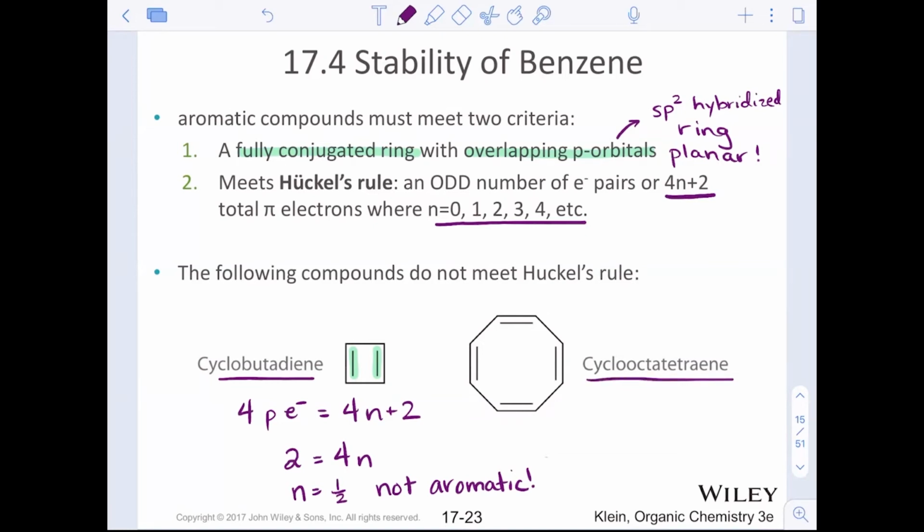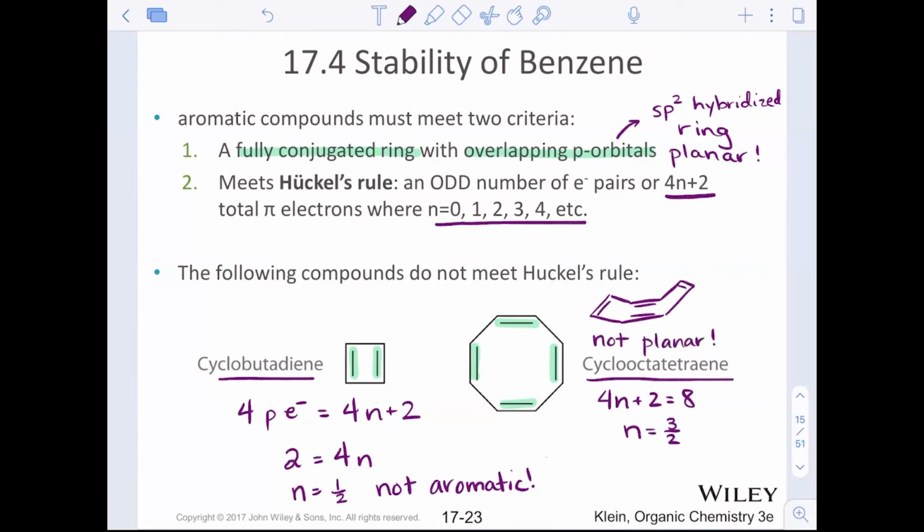When we're looking at cyclooctatetraene, what we want to be able to say is, again, 2, 4, 6, 8, right? Does not follow that 4n plus 2 rule, right? Because n would equal 3/2, not aromatic. One interesting thing about cyclooctatetraene, though, is it is not planar. It actually looks kind of like an envelope.